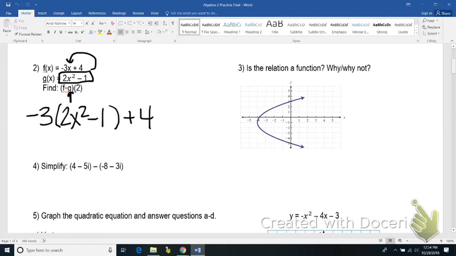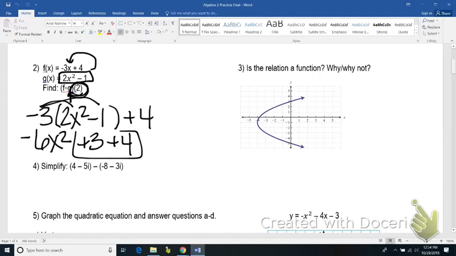Now some people may have already plugged the 2 in because eventually they are going to have me do a plug and chug with the number 2. You could have plugged that in for x in that first function and then plugged that number in, but the way I taught you guys was what I'm doing right now. So I'll do the evaluating at the end. We want to distribute: negative 6x squared plus 3 plus 4. So you could go ahead and combine these two and make it 7, or you could just go ahead and do your evaluating part now.